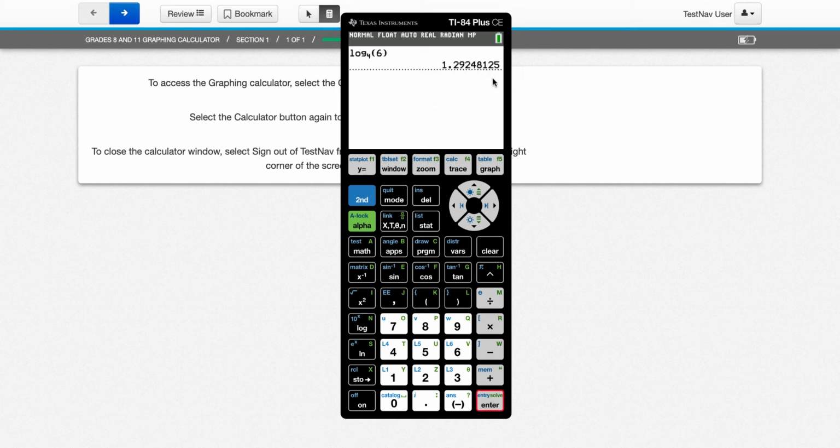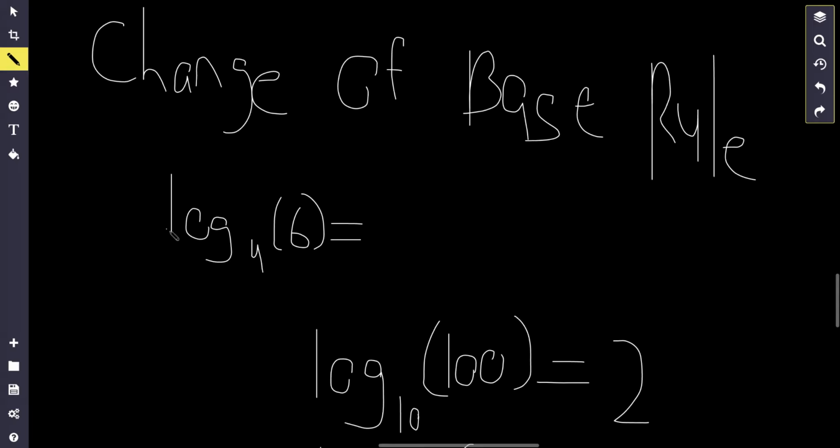But the problem is that some calculators don't have this feature. See, on the TI-84 Plus, you can use log base to basically solve a lot of log problems. But a lot of calculators, and some teachers might actually give you those calculators, don't have log base, and you're stuck with this regular log. So how would you solve log base 4 of 6 if you didn't have this log base feature on your calculator? How would you find out what that's equal to?